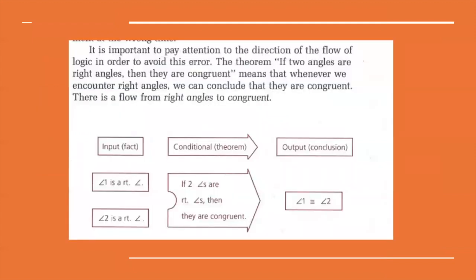It is important to pay attention to the direction of the flow of logic in order to avoid this error. The theorem, if two angles are right angles, then they are congruent, means that whenever we encounter right angles, we can conclude that they are congruent. This is the flow: input, then conditional, to the output.